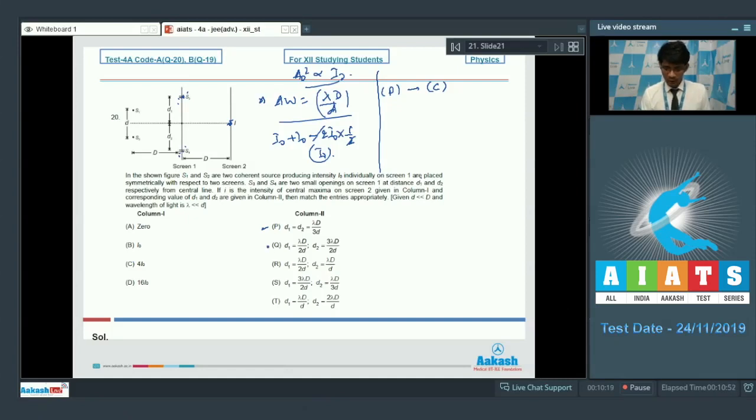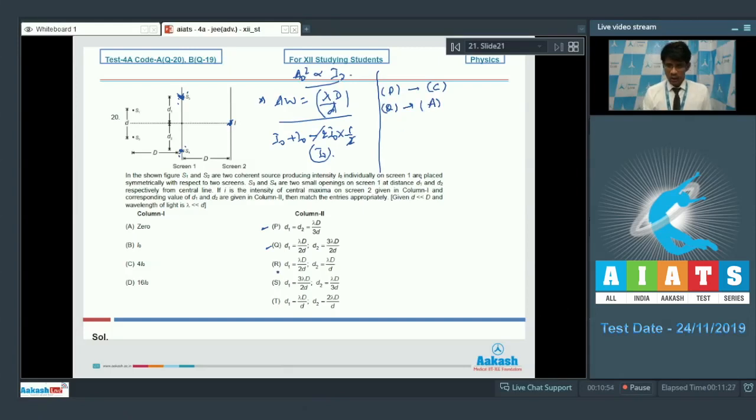Fine. Now for Q, D1 is half of the fringe width. That means here we have destructive interference, and D2 is a third multiple of half fringe width. So yet again we have destructive interference. That means no light is reaching these 2 points. So further on this screen we shall have 0 intensity. So I would say Q will be matching with A.